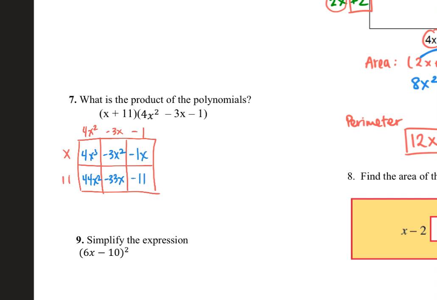Now we're going to combine like terms. So starting with my x cubed term, there are no other x cubed terms, then we can combine these terms. So 44x squared and negative 3x squared is 41x squared. And then I can combine these. That makes negative 34x. And then I have minus 11.